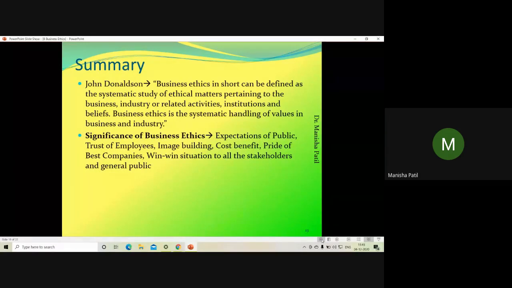Significance of business ethics: expectations of the public, trust of employees, image building, cost benefit, pride of best companies, win-win situation to all the stakeholders and general public.